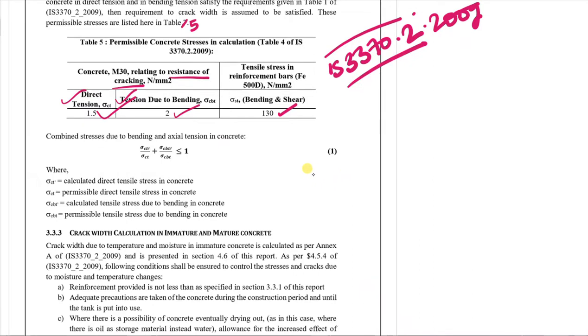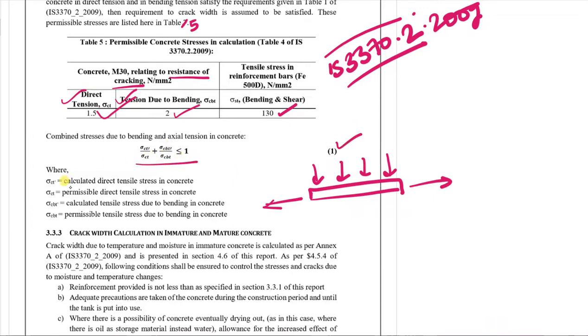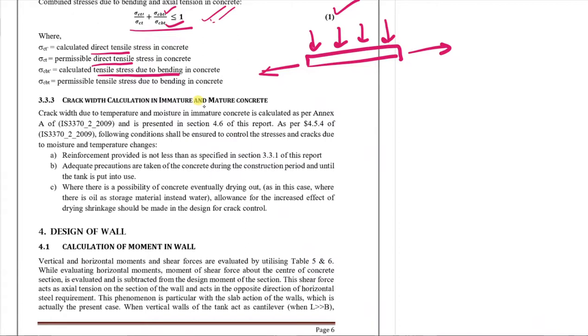And also, if any slab or wall is subjected to, suppose, axial tension and bending, then it has to satisfy the combined stresses equation. This is equation 1. This is the combined stresses. Calculated direct tensile stress in the concrete, sigma ct dash, divided by the permissible direct tensile stress, plus the tensile stress due to bending divided by the permissible tensile stress due to bending. This total value should remain less than 1. This check we have to do before finalizing the reinforcement and the size of the reinforced concrete members.